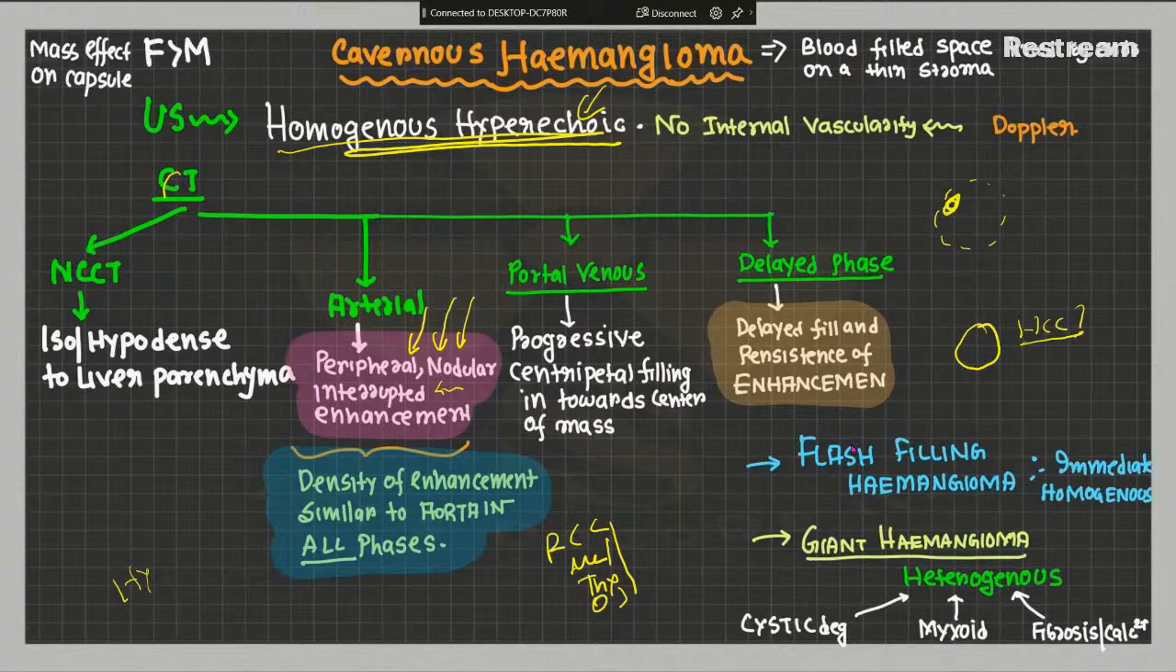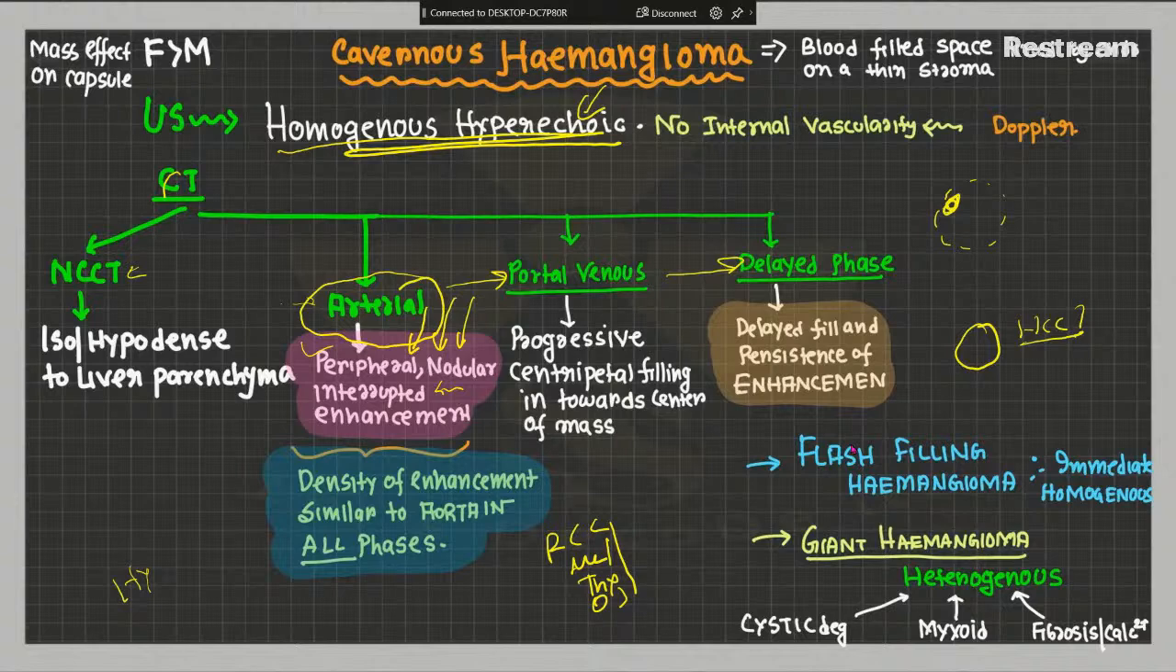Now second, if you do a CT scan, I already told you that for CT you have to follow this protocol. I will discuss everything in this protocol only, that is, the contrast-enhanced dynamic CT scan, which includes non-contrast CT, followed by arterial, followed by portal venous and delayed phase. I already told you the arterial phase, this is the exact answer: peripheral, nodular, discontinuous, interrupted enhancement, which is followed by the next point, centripetal filling. That means it will fill homogeneously towards the center in the portal venous phase, and the most important point, it will retain the contrast.